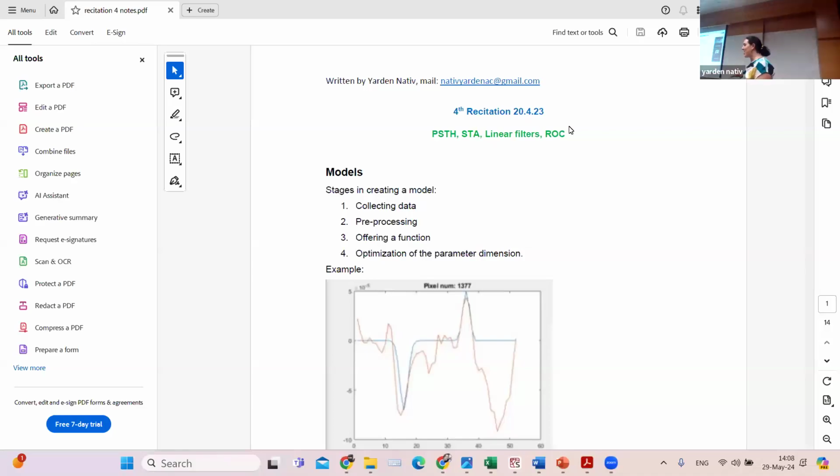I tried not to blur my background, but I don't know what Zoom decided to do this lesson.